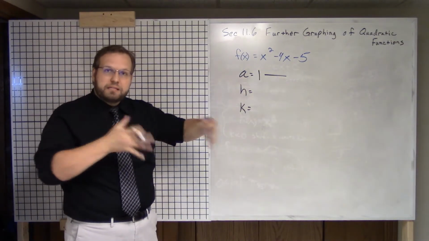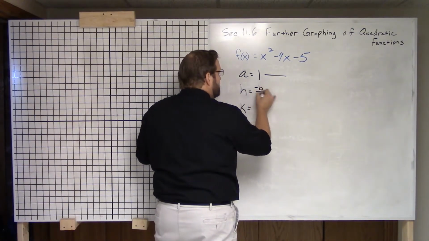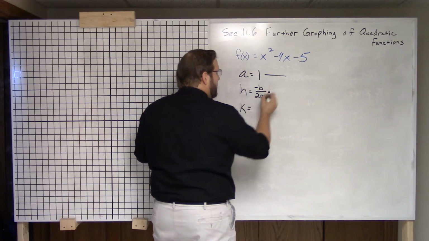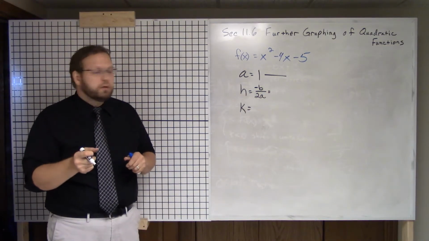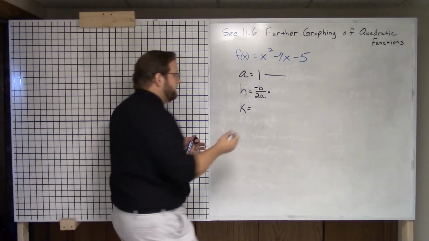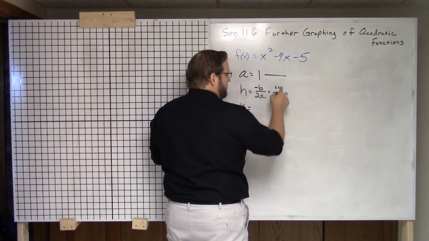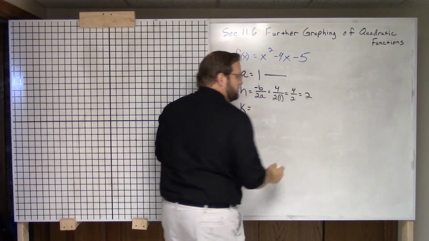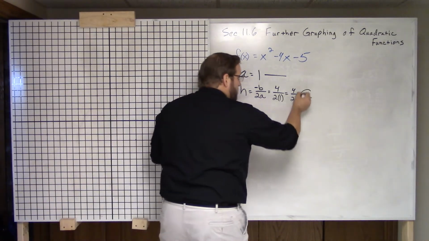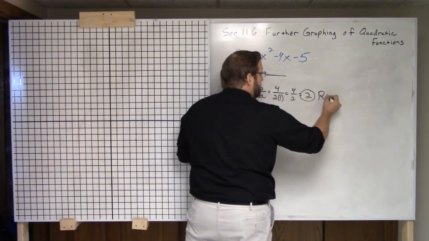If we're in ABC format, h is going to be found with opposite of b over 2a. That is a formula you guys need to know. Then all I do is opposite of b over 2a: 4 over 2 is 2. I have an h value of 2. When the h is 2, that tells me to go right.